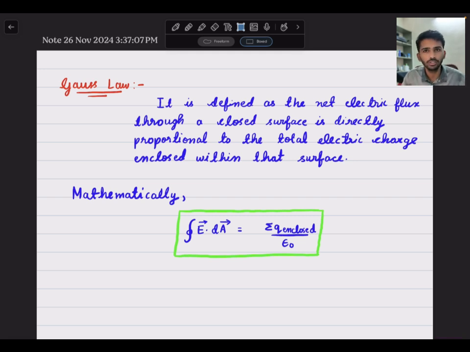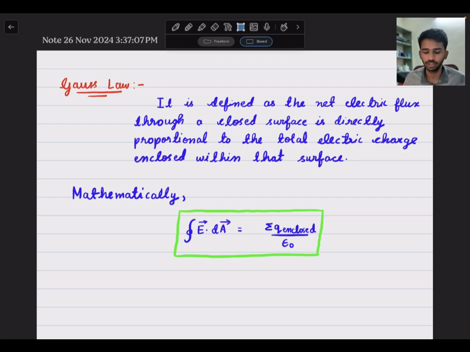So in today's lecture, we are going to discuss Gauss Law. I'm assuming that you all know what and how to calculate electric flux through a surface, as it would have been taught before teaching Gauss Law. So in this lecture, we are going to discuss what is Gauss law and what is the proof of it and some of the applications of Gauss law.